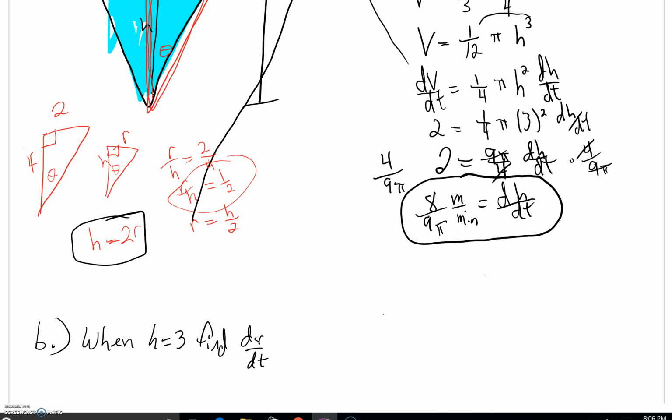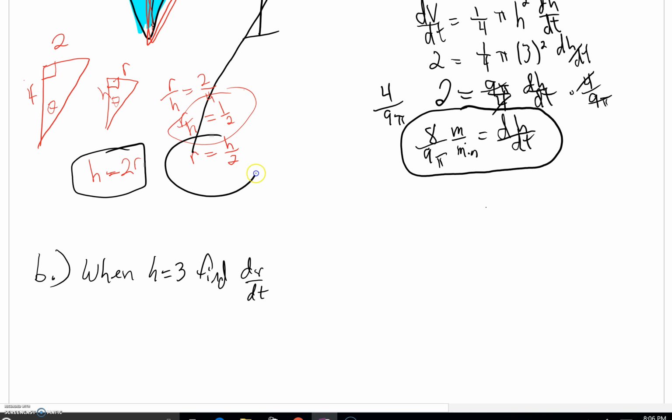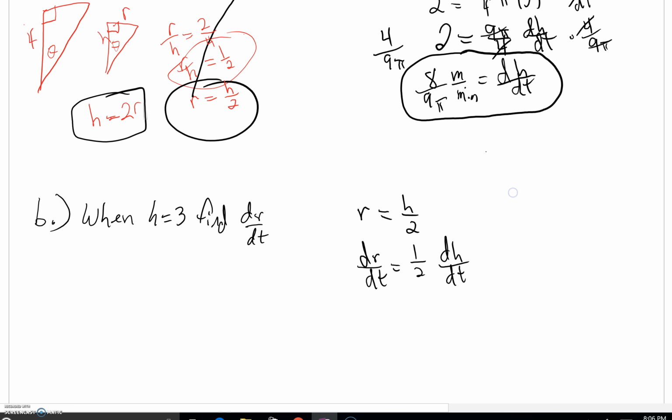Well, thank goodness you don't have to. Here's why. This equation that we did substitute earlier, r equaling h over 2, I could just take the derivatives with respect to time here, and I'd get dr dt. The derivative of h is just dh dt, and then of course you've got that 2 in the denominator. That's really a 1/2. And my goodness, we just found dh dt at that instant. dh dt, when h is equal to 3, it was 8 all over 9 pi.